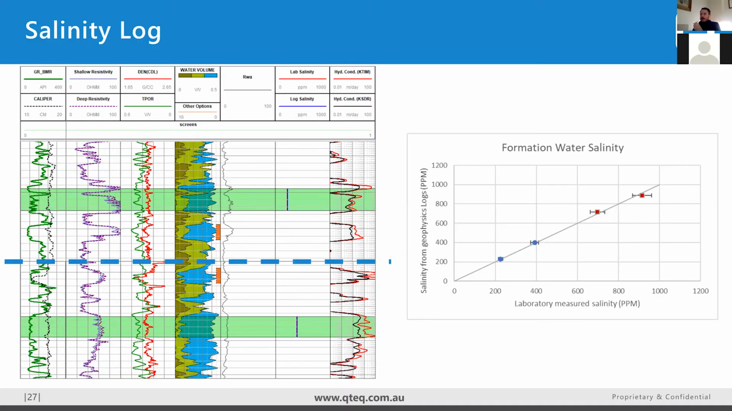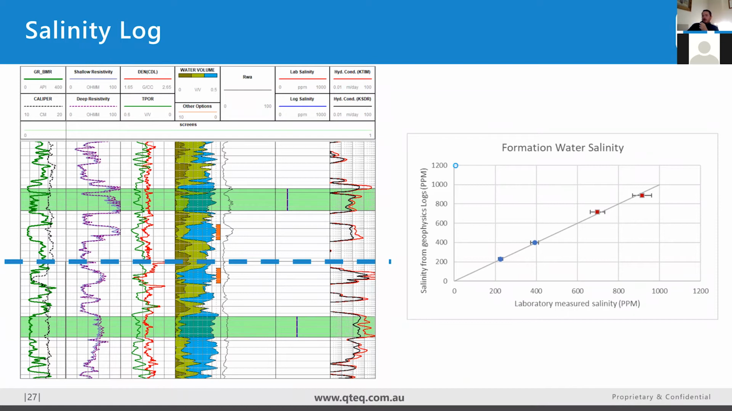So some of the other things that you can quickly do at the rig site to give you a good indication of different environments. There's things like Archie's equations that relate porosity and formation resistivity to give you a water salinity. And if you know your environment and understand the different coefficients, you can do a very basic salinity measurement.